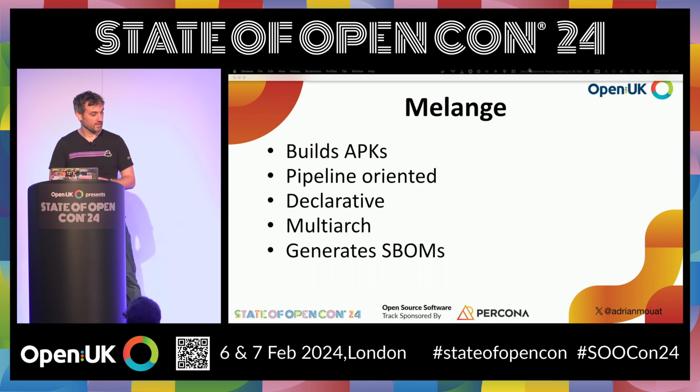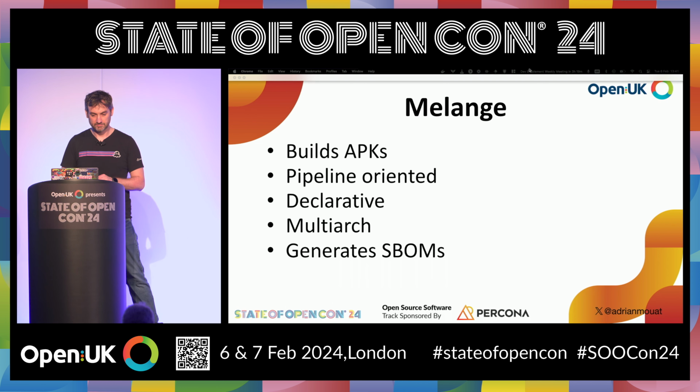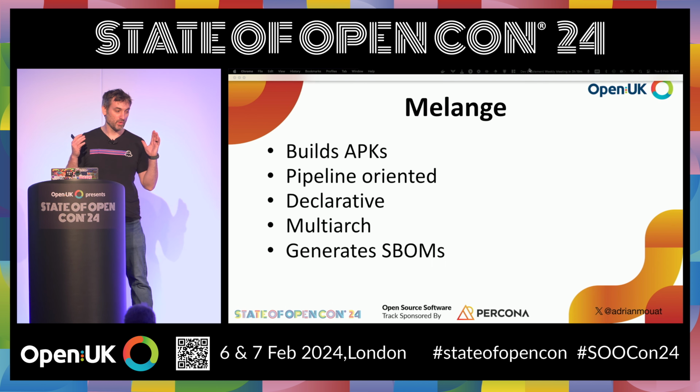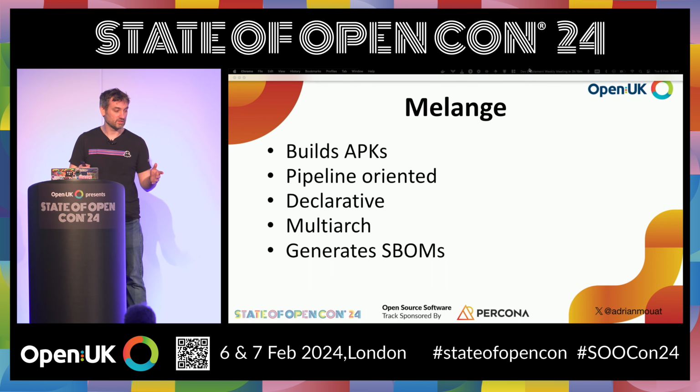The other tool we built was Melange. So we have APKO to create our images, and we have Melange to create the APKs that we're going to put in our images. We could have used Alpine APK tools, but we wanted something a bit more modern and pipeline-oriented. And so we built Melange. Melange is designed to be pipeline-oriented. It's inspired by things like GitHub Actions and also designed to work alongside things like GitHub Actions.